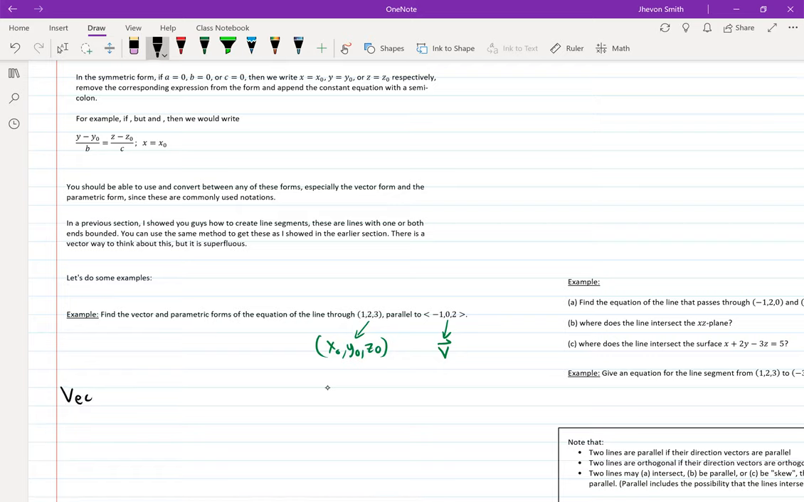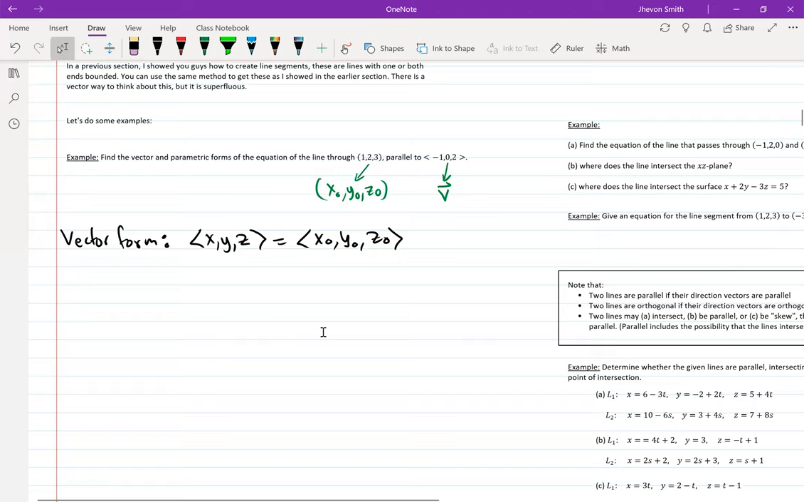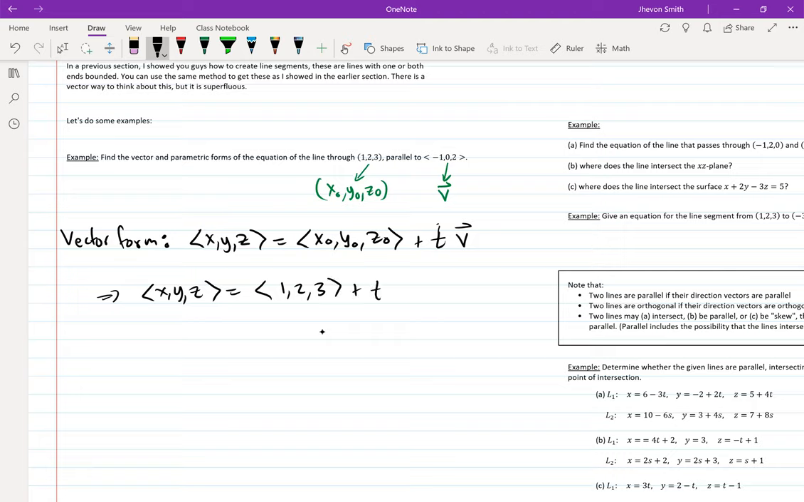If you want to talk about the vector form, this is (x, y, z) equals (x naught, y naught, z naught) plus t times v. You can turn these into vectors because the coordinate and the vector are interchangeable, since we developed this equation using a position vector. So what we have here is (x, y, z) equals (1, 2, 3) plus t times (minus 1, 0, 2). We can take that as the vector form of the equation of a line.